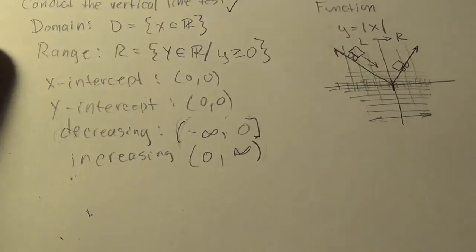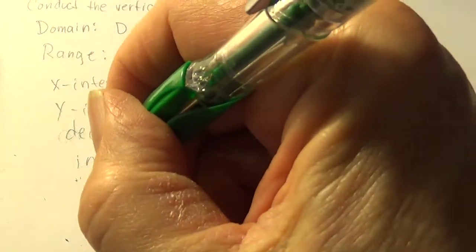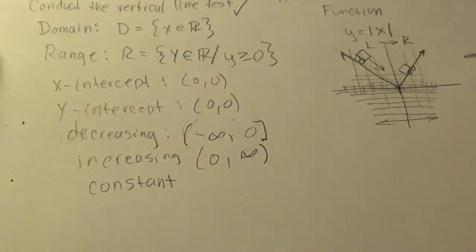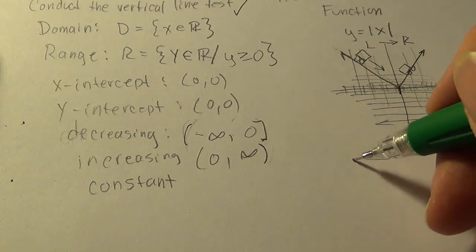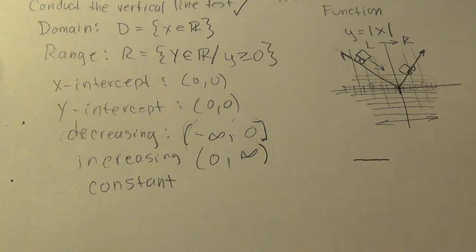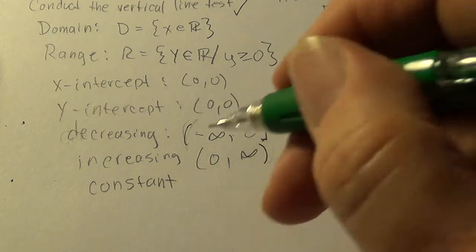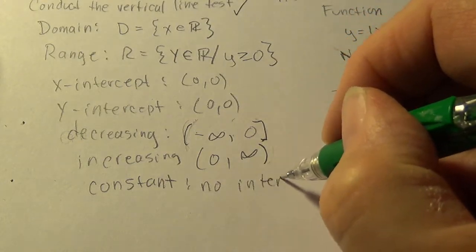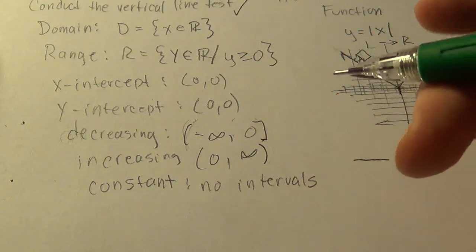All right. Constant. Are there any values for this graph where it is not increasing or decreasing? So it looked like this for that interval. There is not. So no intervals which are constant.